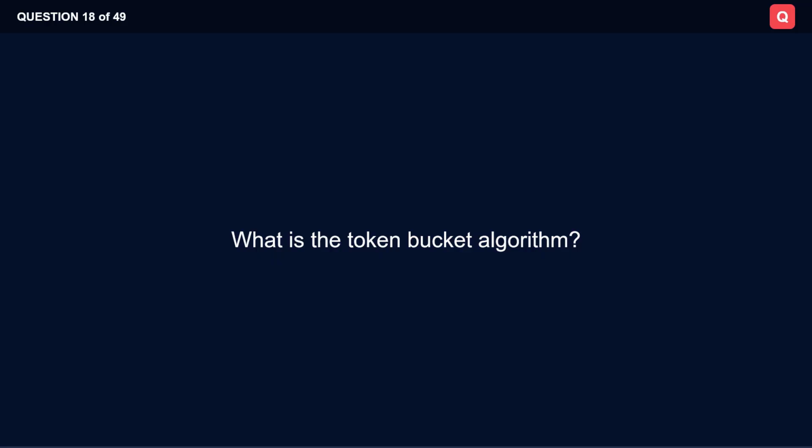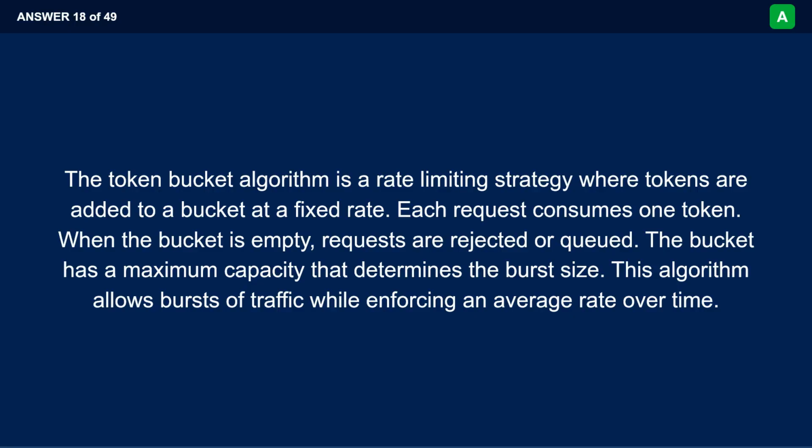What is the token bucket algorithm? The token bucket algorithm is a rate-limiting strategy where tokens are added to a bucket at a fixed rate. Each request consumes one token. When the bucket is empty, requests are rejected or queued. The bucket has a maximum capacity that determines the burst size. This algorithm allows bursts of traffic while enforcing an average rate over time.